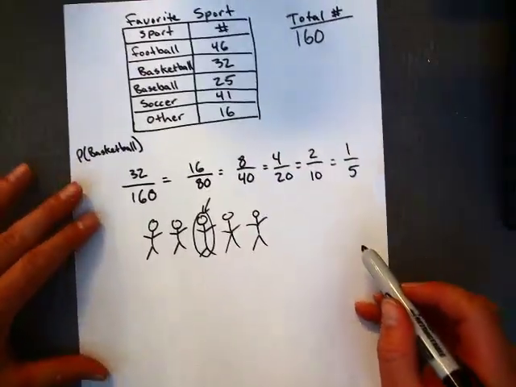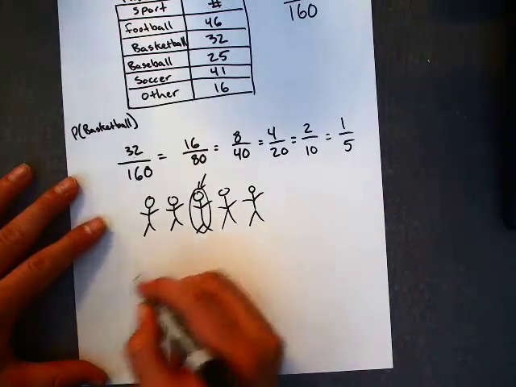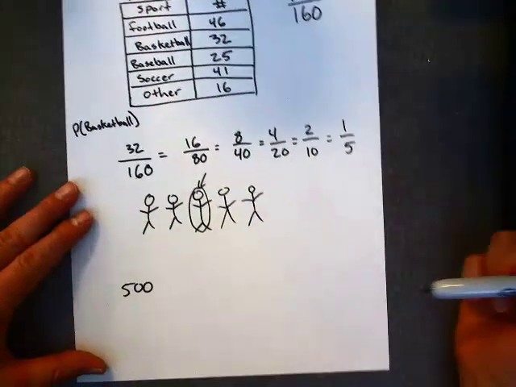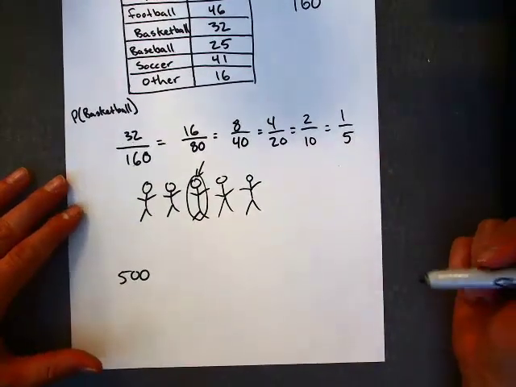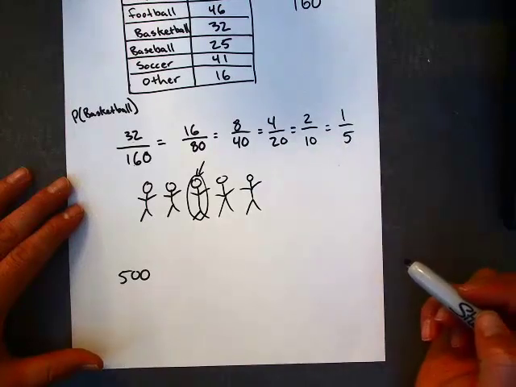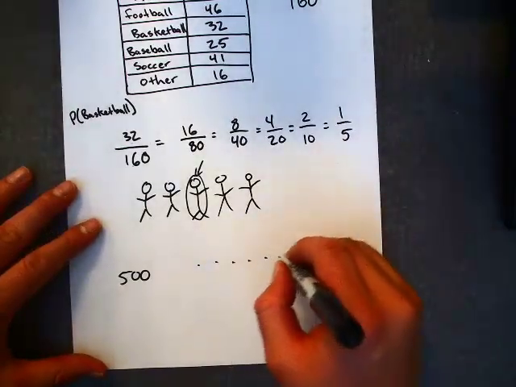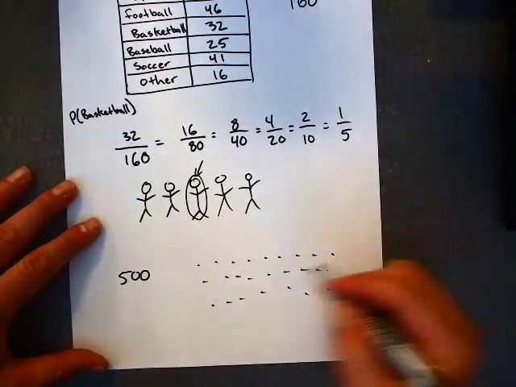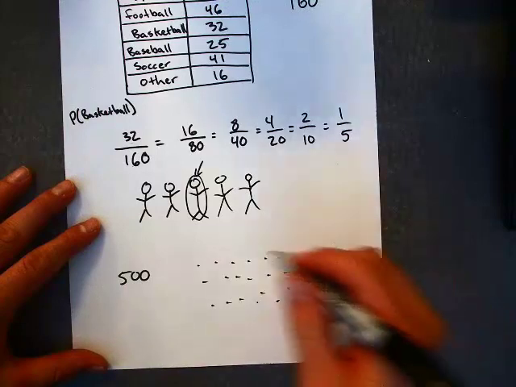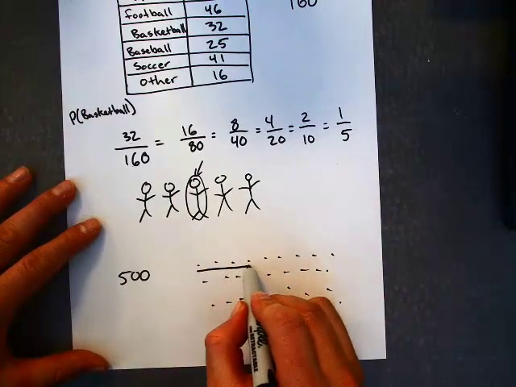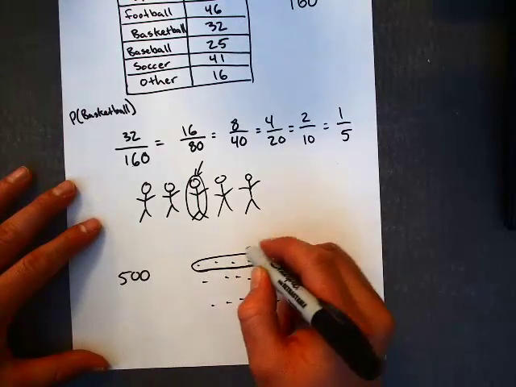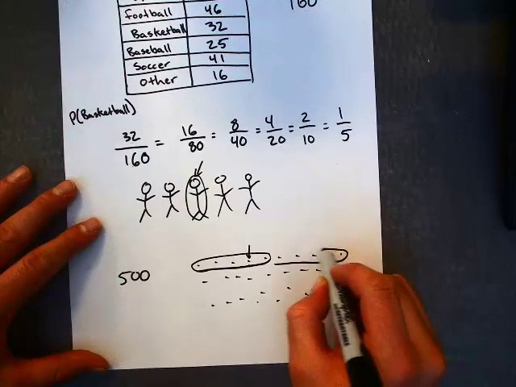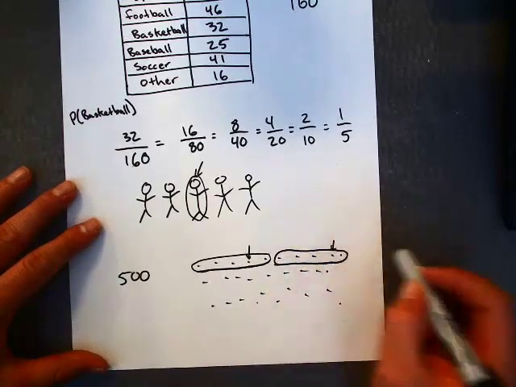So let's say if I had 500 people. Knowing this, how many of these 500 people would like basketball? Remember, every 5th person likes basketball. So if I had 500 people, it's a bird's eye view looking down at their heads from a really tall building. Every 5 people, there would be 1. Every 5 people, there's another 1.